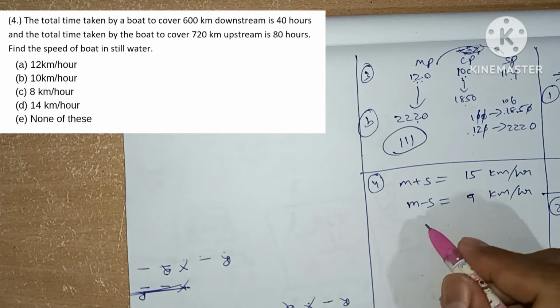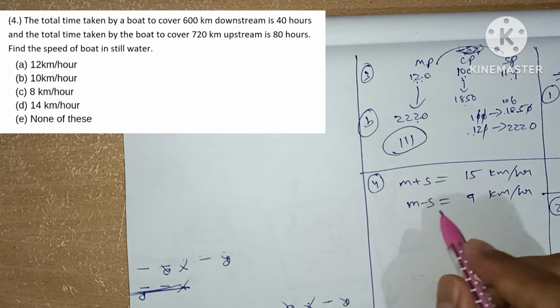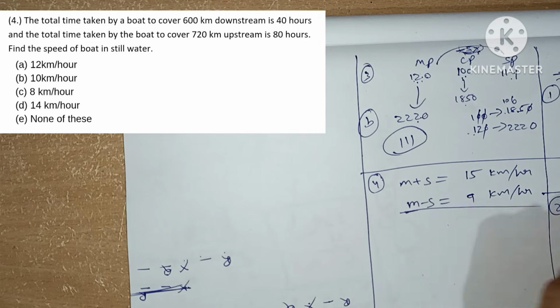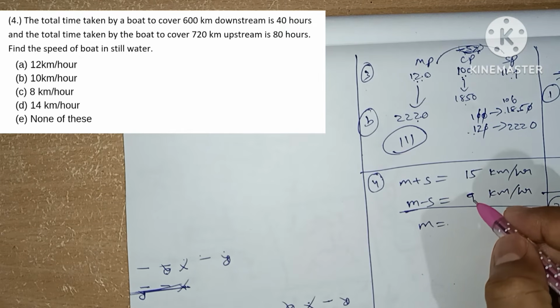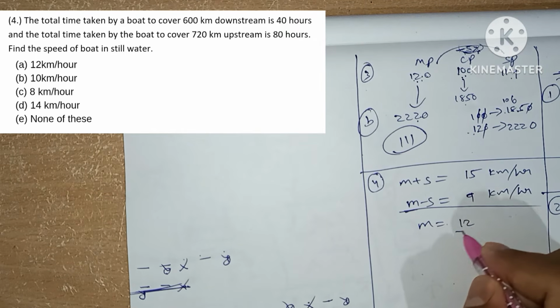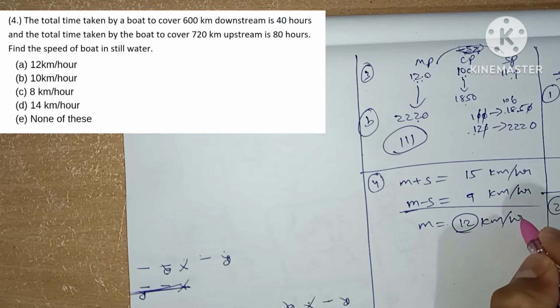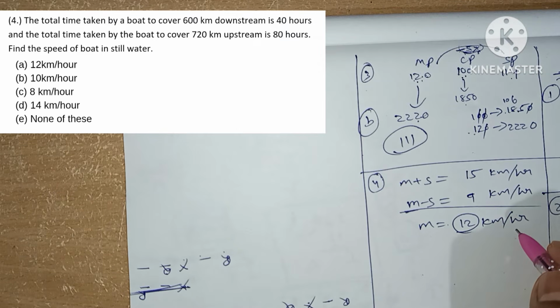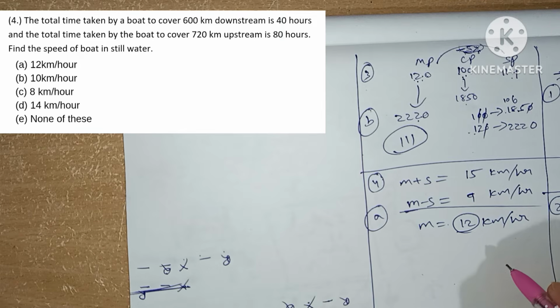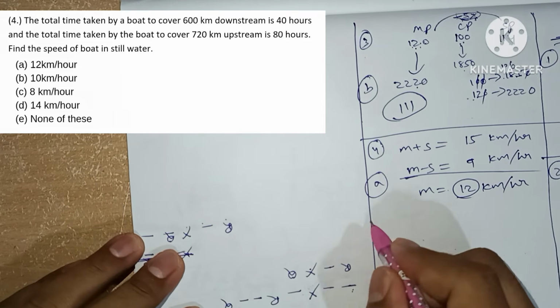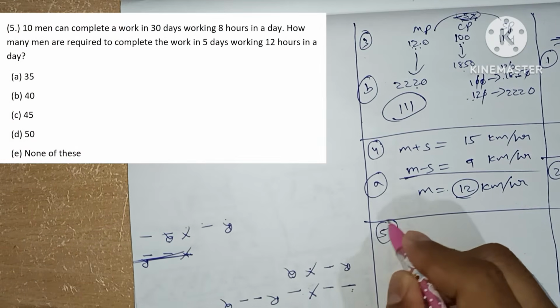So now the question asked is to find the speed of the boat in still water. Asked about the value of m. M value will be the sum of these two divided by 2, which will be 24 divided by 2, 12. 12 kilometers per hour is our answer. So option A is the answer for this one. Now we are going to see question number 5.